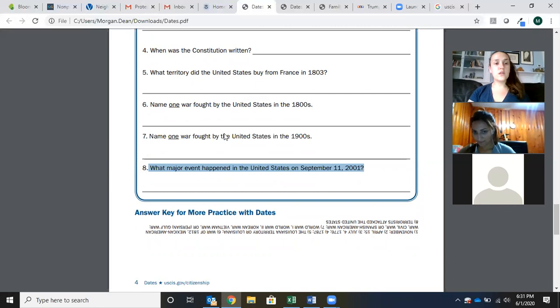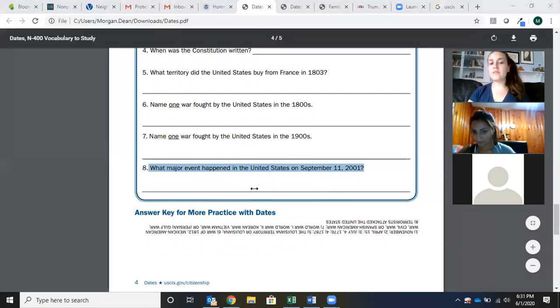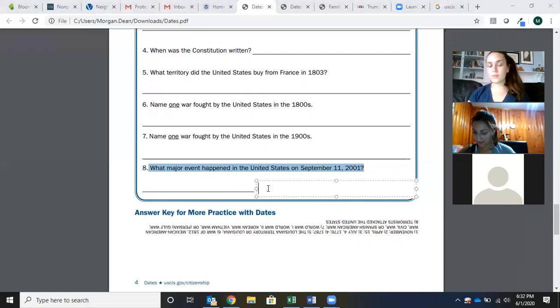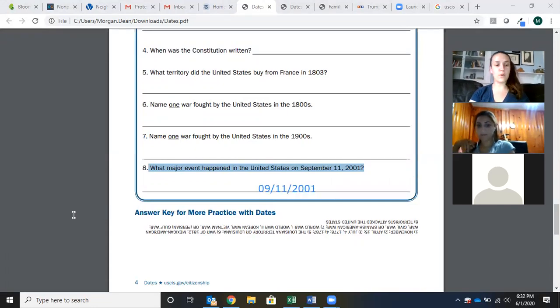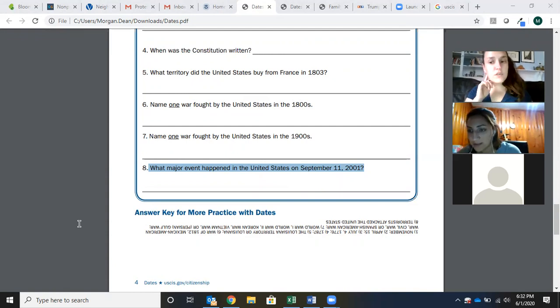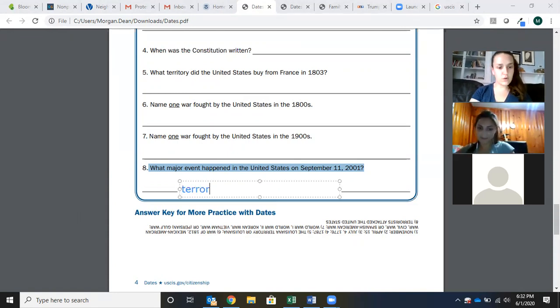Okay. So just for a little bit of practice, how do you write September 11th in short form? 09, 11, 2001. Good. We got this, y'all. Here are the answers down here. Terrorist attack. That's right. One more time, terrorist attack. Let me spell that for you. Terrorist attack.